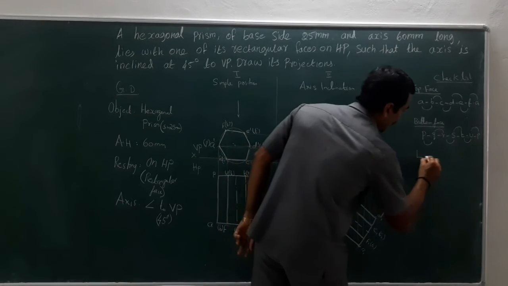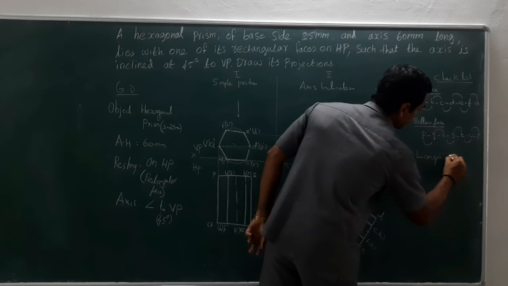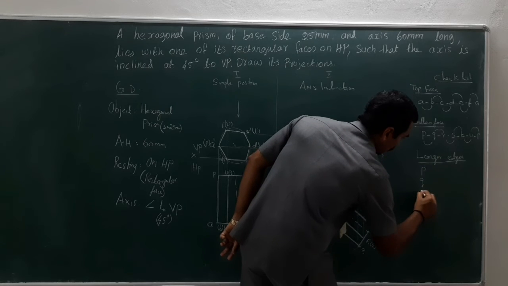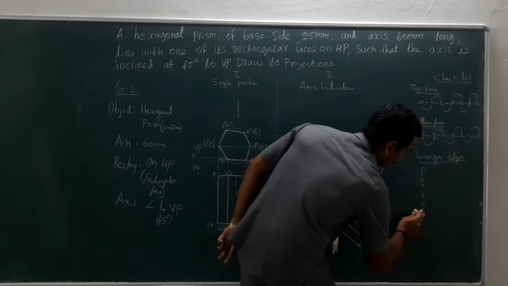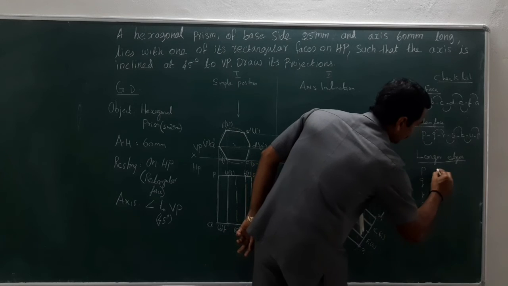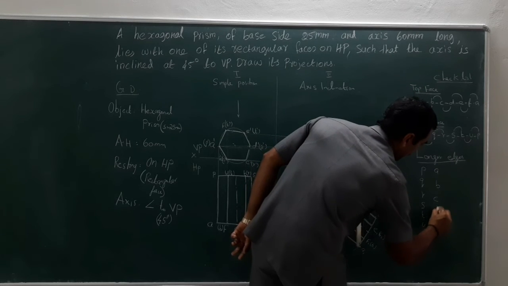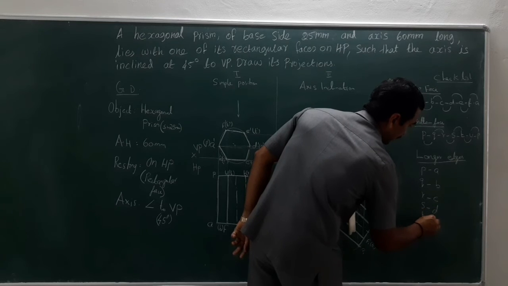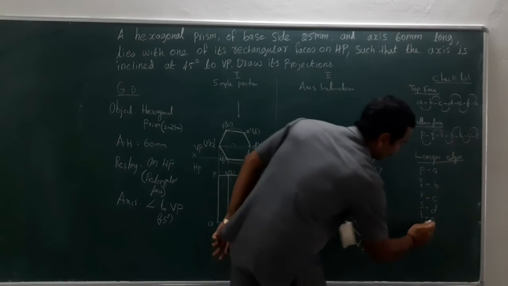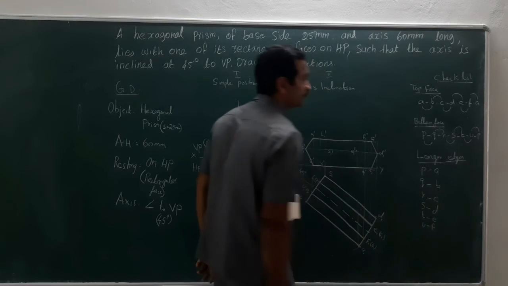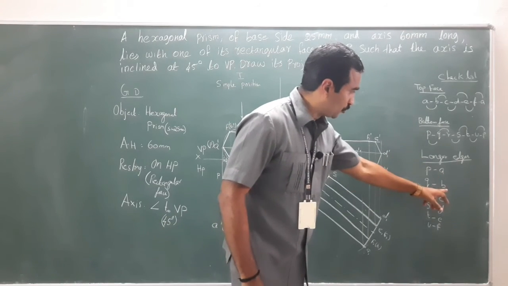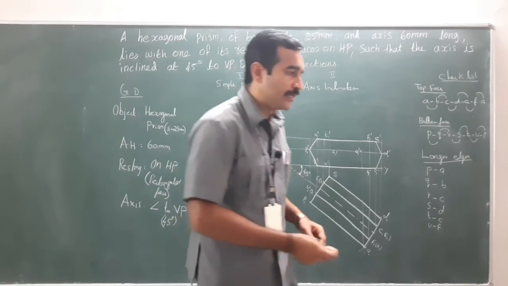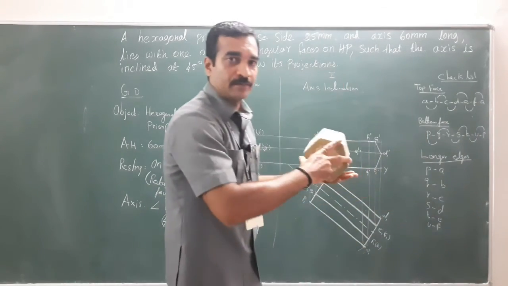Next comes the longer edges or vertical edges. P, Q, R, S, T, U, A, B, C, D, E, F. So P to A, Q to B, R to C, S to D, T to E and U to F. Longer edges PA, QB, RC, SD, TE, UF. Isn't it? The object is being placed in this manner.